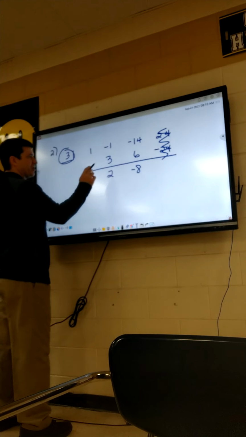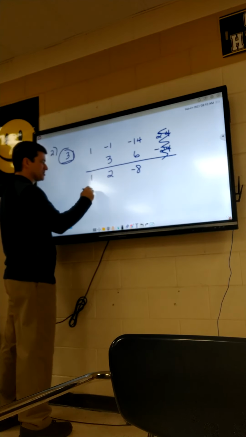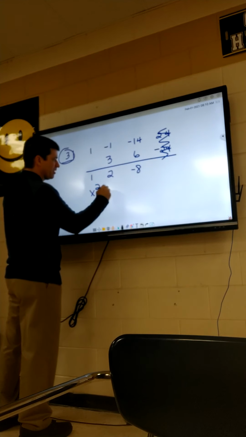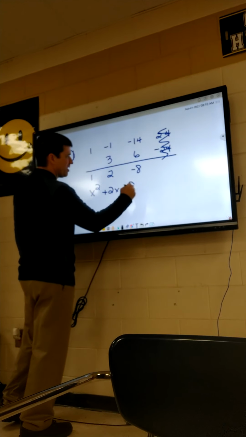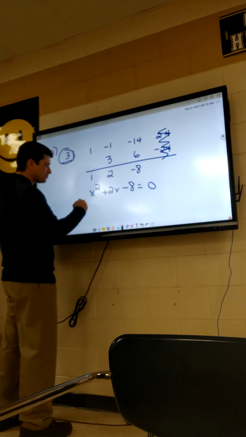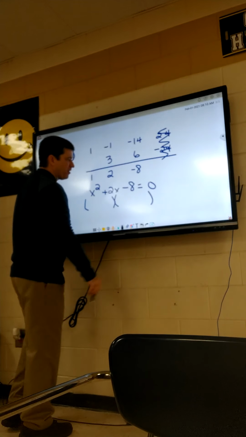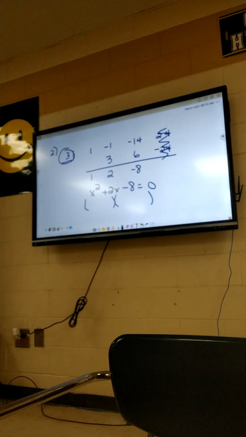All right, so now we got to bring down these 3 numbers and put them in an equation. So I got 1x squared plus 2x minus 8 equals 0. I'm going to stop and give y'all a few seconds to factor that out and find your remaining answers. This is on our sheet from last week.